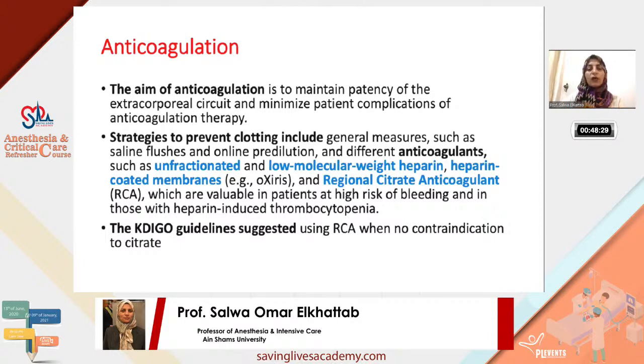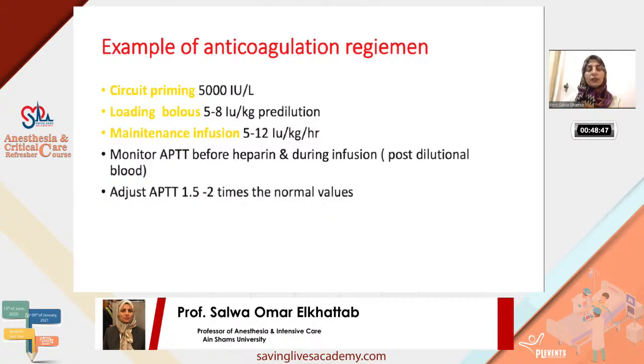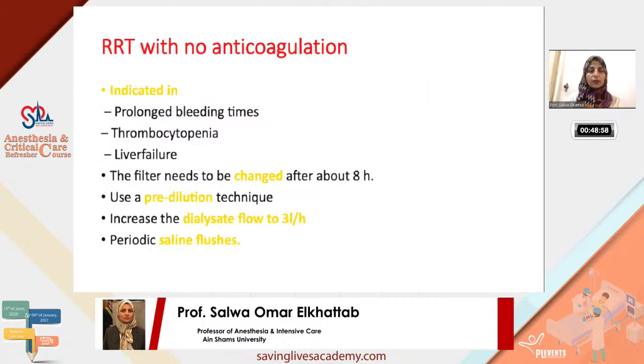You might use unfractionated heparin. This is most common, or low molecular weight heparin. You might also use what's called regional citrate anticoagulation. This is the most recent, and this is what was recommended by the guidelines. We might use it locally to the circuit, pre-circuit, or you might use it systemically, and this is not that much recommended.